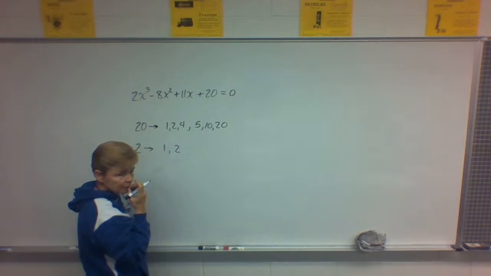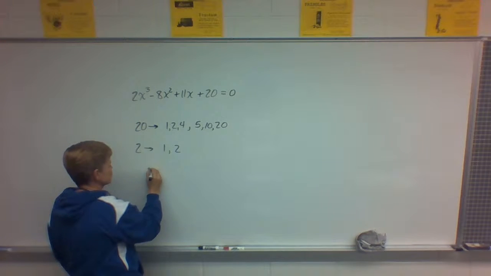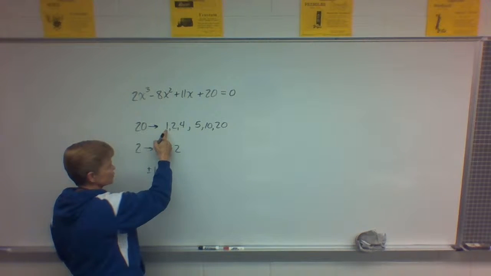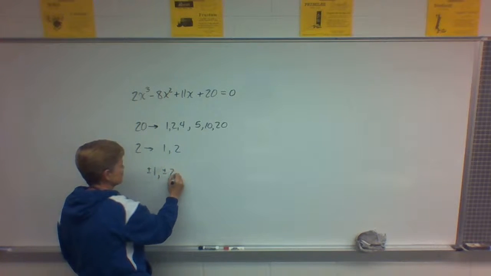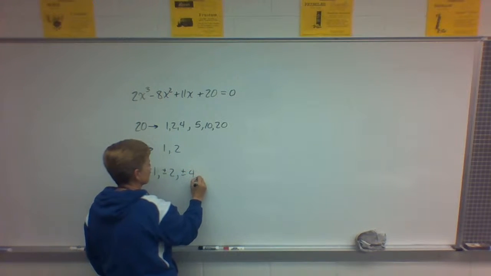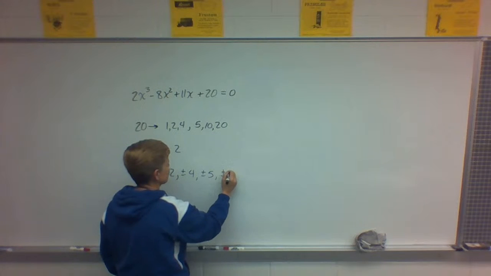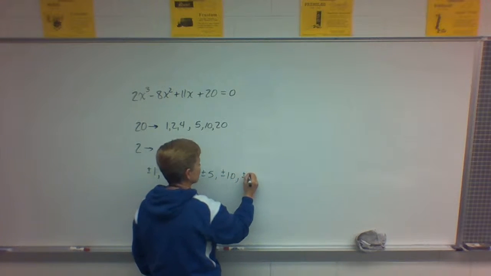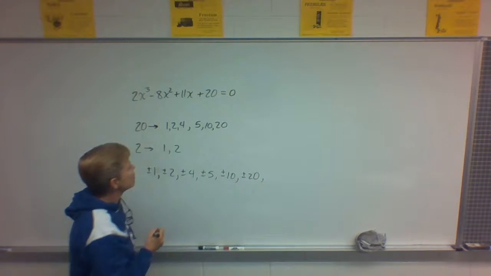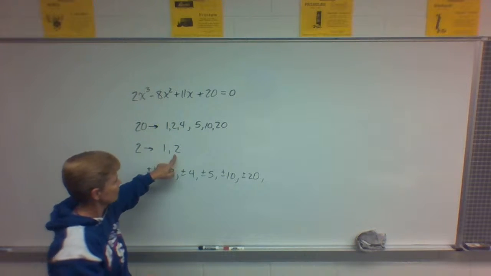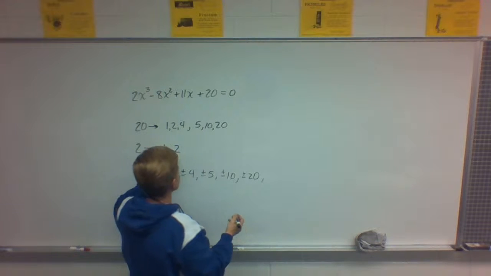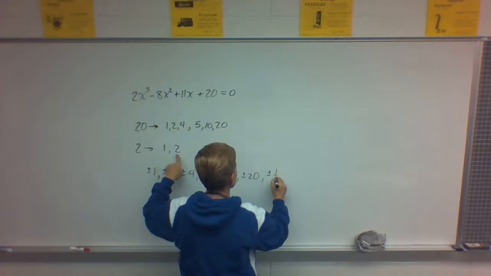Because they're all going over 1, right? So I'm going to have plus or minus 1, because you have to put plus or minus in front of everything. So this is 1 over 1 plus or minus 2 over 1 plus or minus 4, 5, 10, 20. And then I have to put each one of these things over 2 to continue my list. So it's plus or minus 1/2.